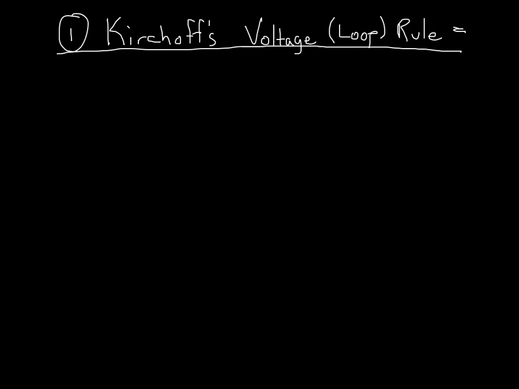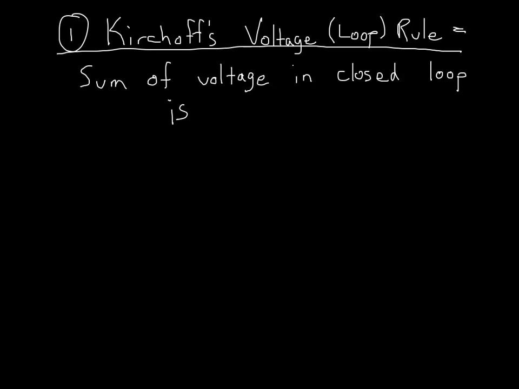And we're going to have 2 different rules that we use for analyzing circuit diagrams. These are called Kirchhoff's laws. The first one we're going to use is Kirchhoff's voltage, or his loop rule. And this tells us that the sum of voltage in a closed loop is 0.